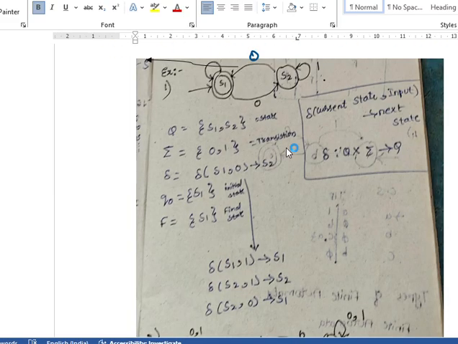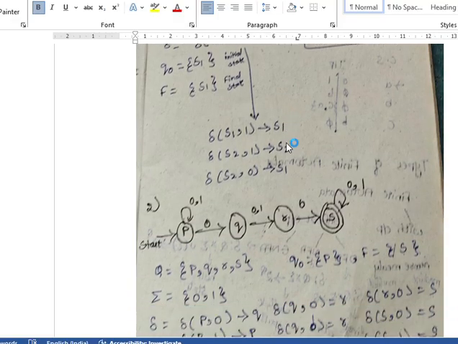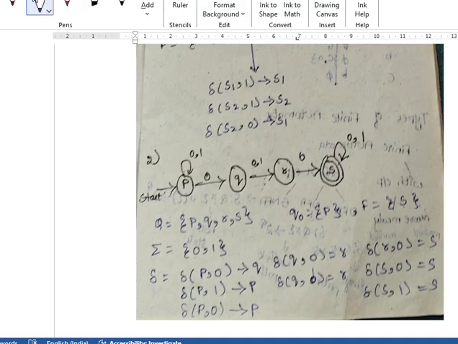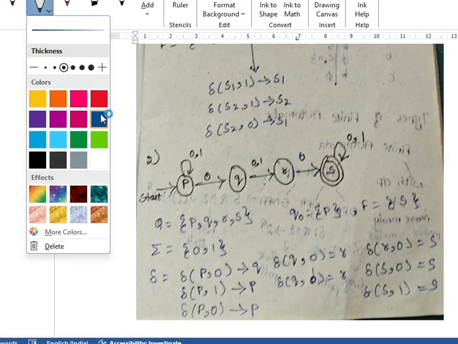So just I have explained this question, this example. So now let's see another example. See the diagram very carefully here. Here we have 4 states. What are the 4 states over here? We have P, Q, R and S.